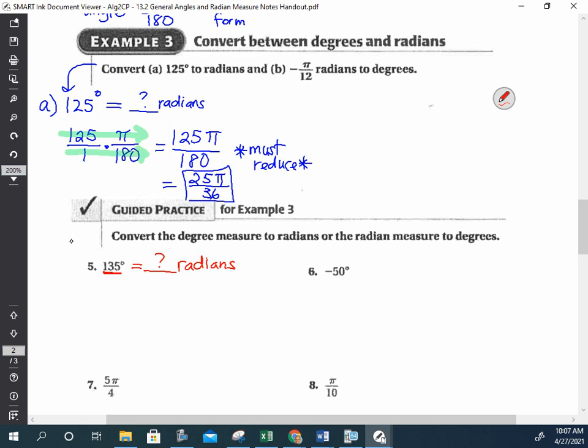So take 135, put it over 1, times pi over 180. Multiply straight across. 135 times pi is 135 pi. 1 times 180 is 180.